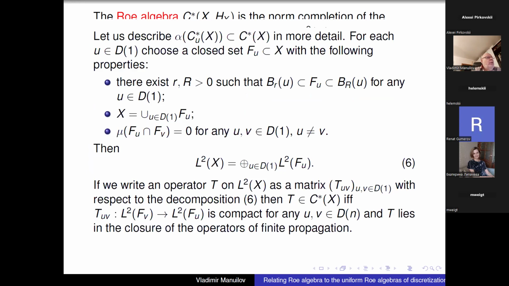It is interesting to describe the image of this alpha. So to describe which operators of finite propagation in C star of X, in the Roe algebra of X, can be obtained from the similar operators of discretizations. To do that, I would like to describe a picture of the Roe algebra of X in other terms, similar to those for uniform Roe algebras.